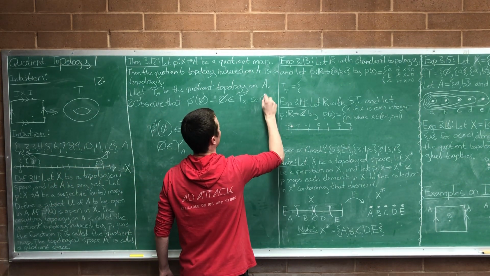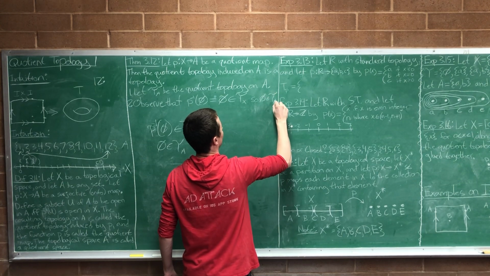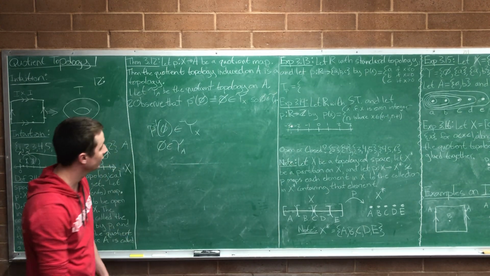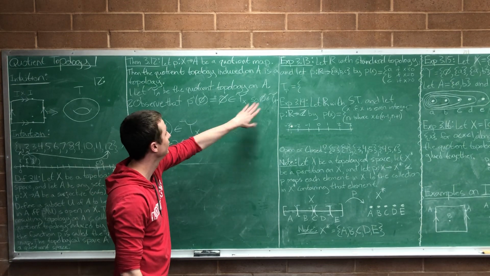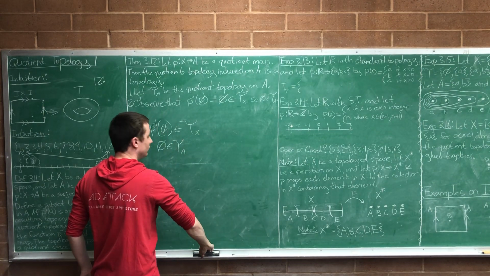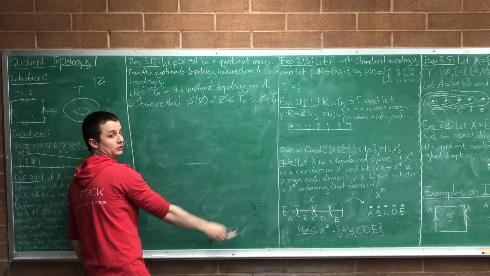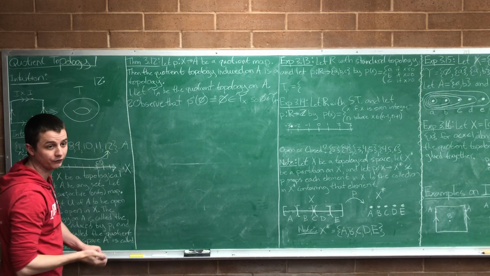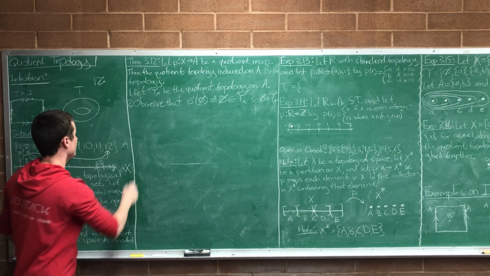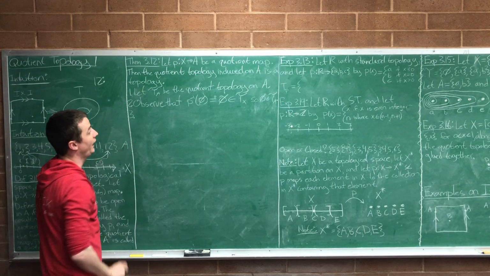So, the empty set is in tau on A. Since the pre-image of the empty set was in the topology defined on X, then the empty set is in the topology defined on A. Good? Okay. Pretty straightforward so far? Would you do the same thing for X? Yeah.